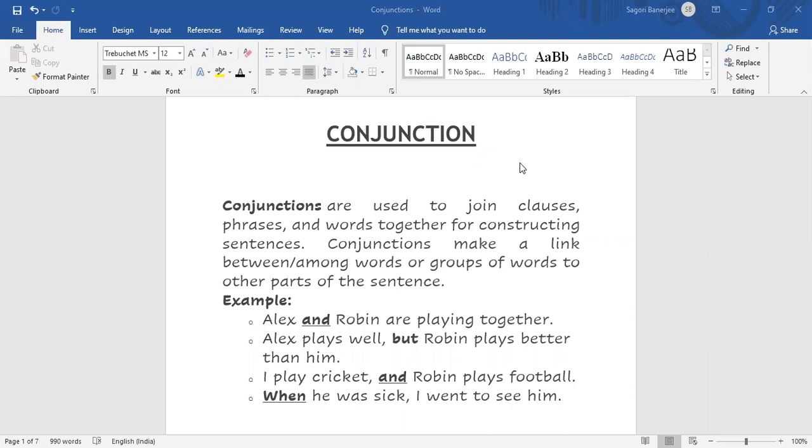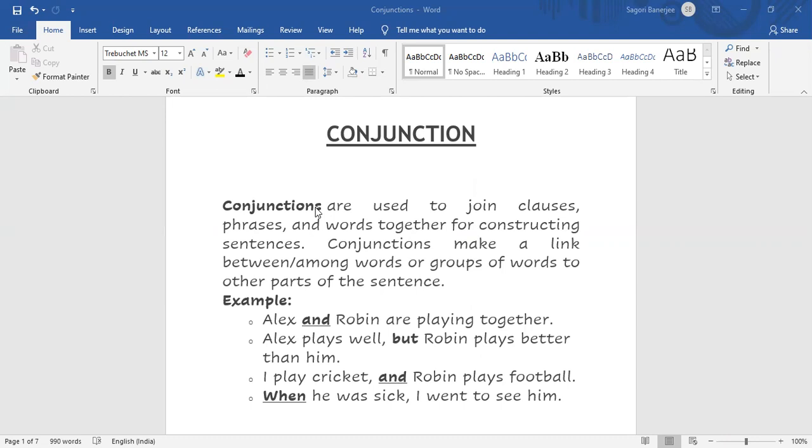So conjunction is a part of the English language which you all already did in your previous classes, but definitely here we will do some more details of conjunction. So what is conjunction? That we all know. Conjunctions are used to join clauses, phrases and words together for constructing sentences. That is the major use of conjunctions.